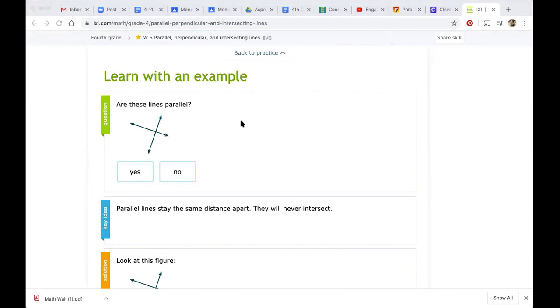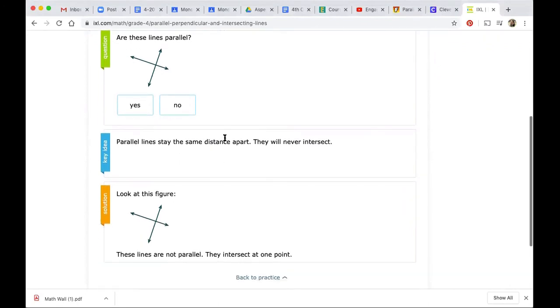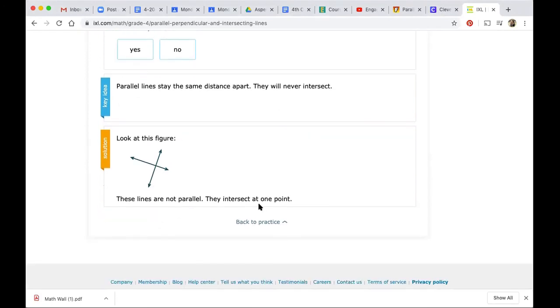Now, parallel means that. So it looks like these are perpendicular, what we are learning about. So are they parallel? No, trick question. Parallel lines stay the same distance apart. They will never intersect. That means they'll never come together. Look at this figure. These lines are not parallel. They intersect at one point. Okay, so that is your set of instructions.